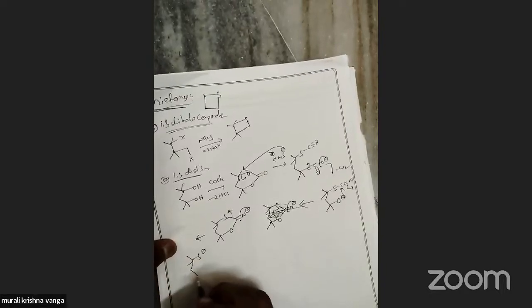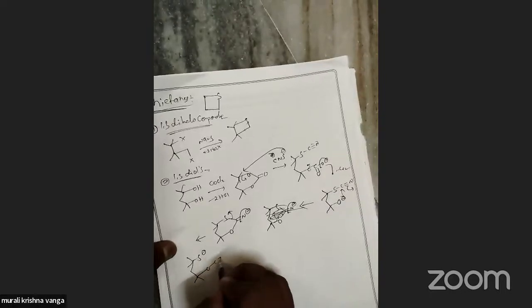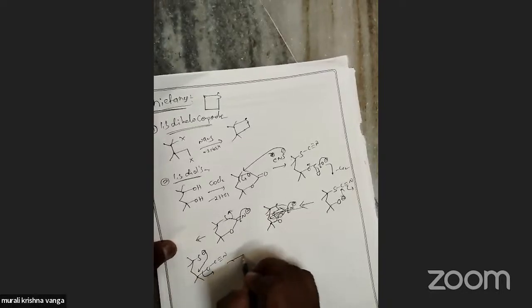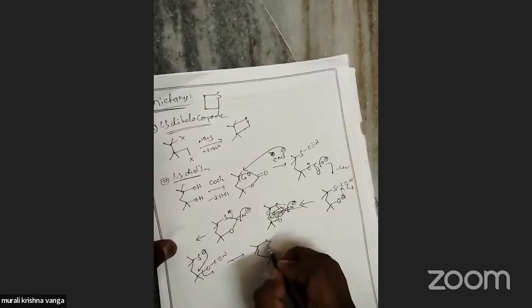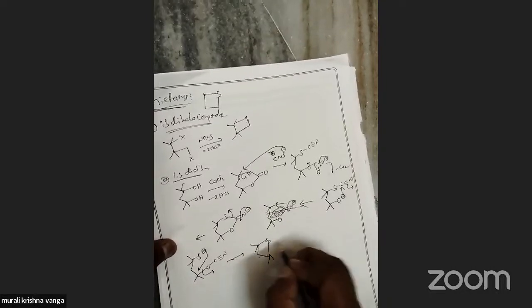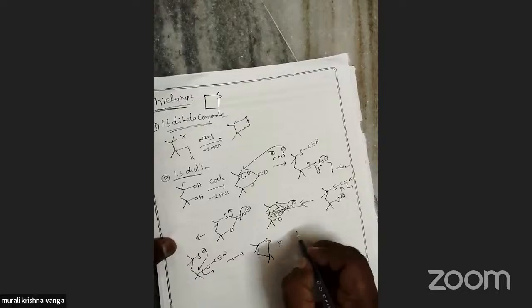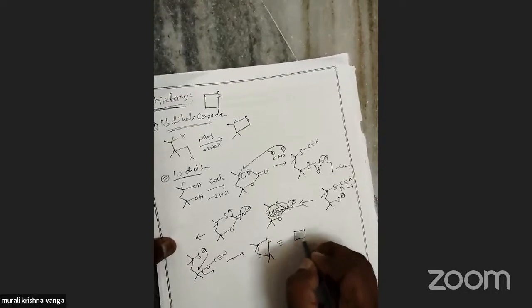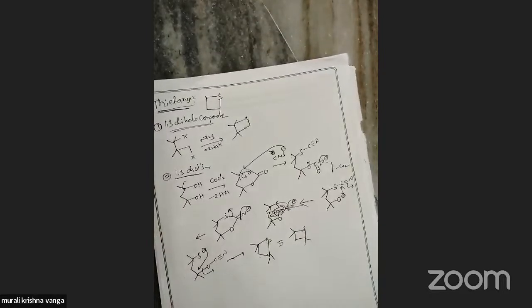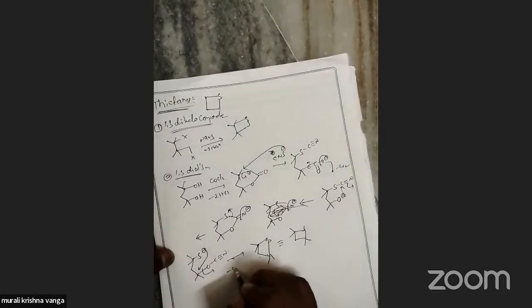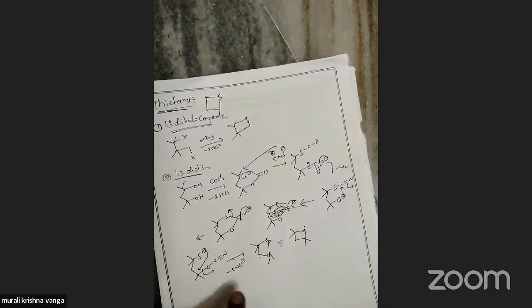S minus, OCN. It is attacking here, the bond will be lost, and the product is a 4-membered ring. So this is the product formed, with elimination of CNO minus. CNO minus is eliminated.